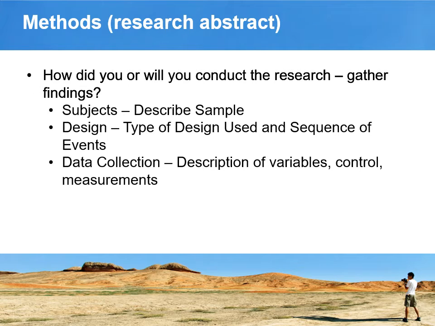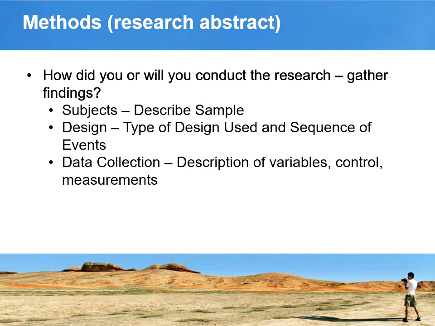So your methods section, specifically the question to address is how did you or will you conduct the research and gather information, findings. This is where you talk about the subject, so how many people were in your study or are going to be in your study. What kind of population did you use? Was it an elderly population? Was it children? Was it undergraduates at BYU? Those are all important things to identify.